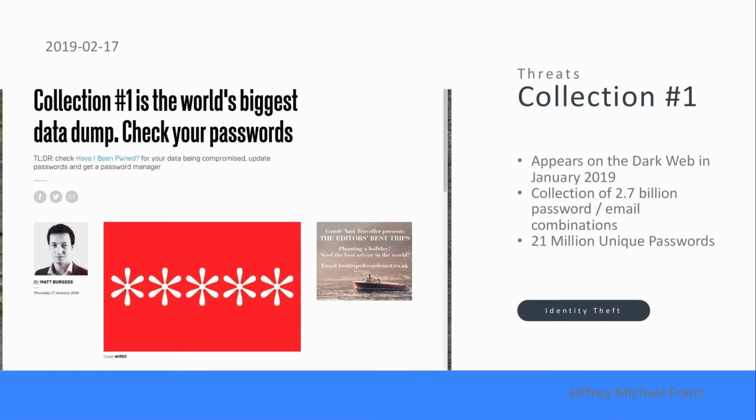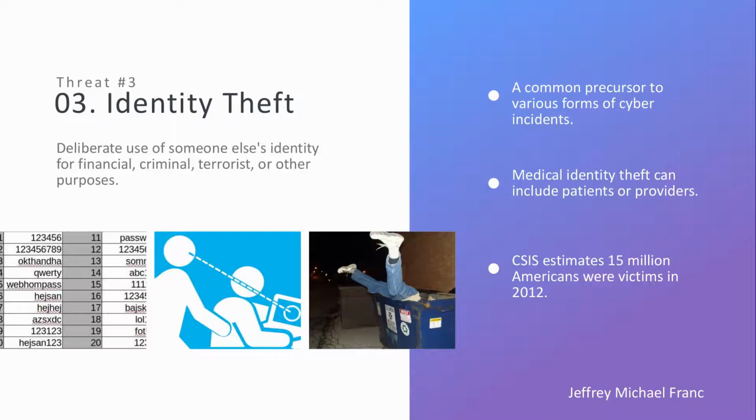In February of last year, Collection Number 1, the world's largest collection of passwords, showed up on the dark web. Collection Number 1 is a collection of 2.7 billion password-email combinations and contains 21 million unique passwords. And this is a good example of identity theft. Identity theft is the deliberate use of someone else's identity, be it for financial, criminal, terrorist, or other purposes.